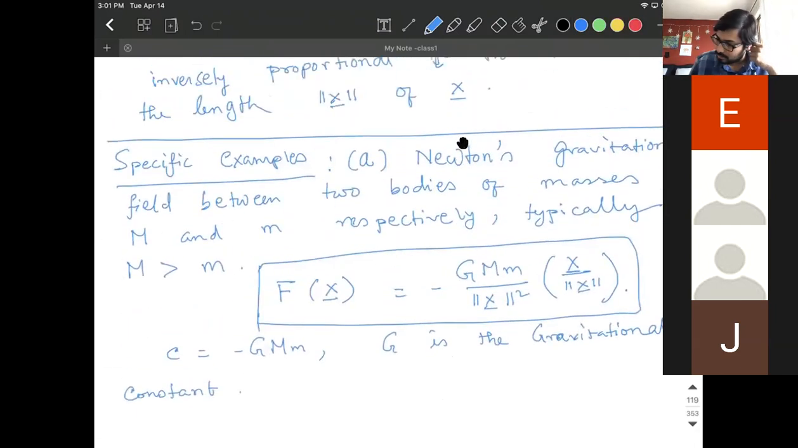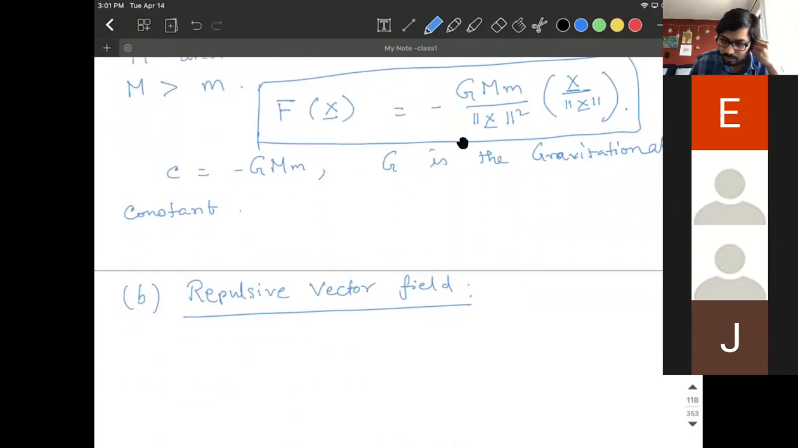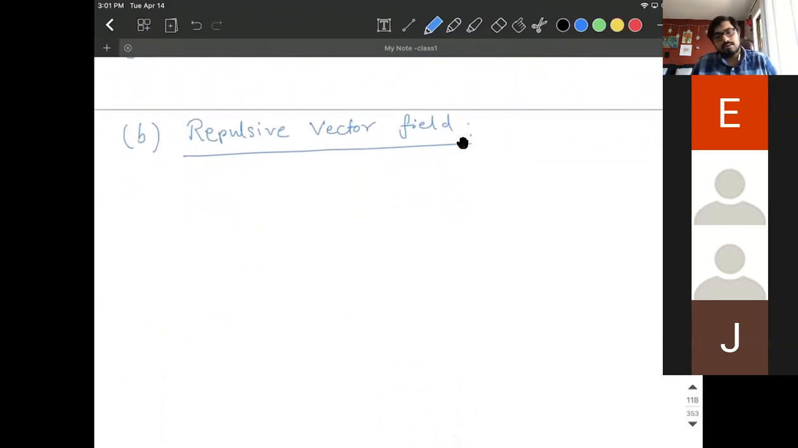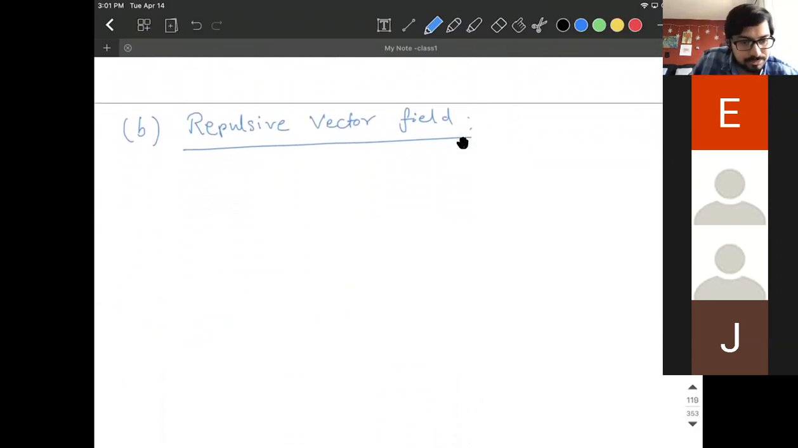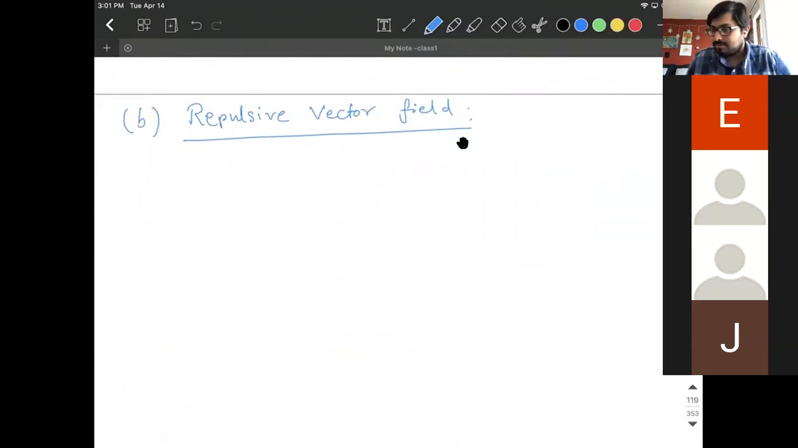So this one is an example of an attractive vector field. So what is an example of a repulsive one? Exactly. So magnets, electric charges, electric field, exactly. That's the example I have in my notes also. So this is the, what's the name? So this is the electrostatic force.